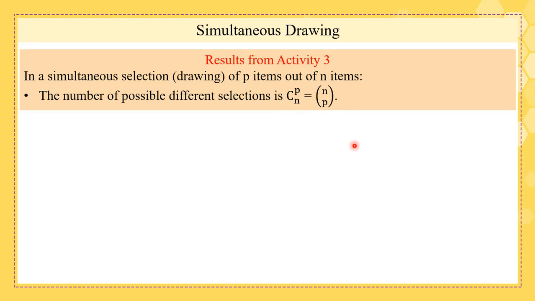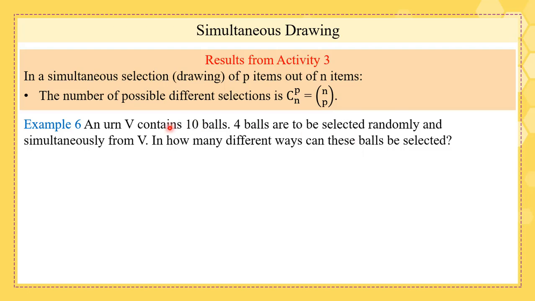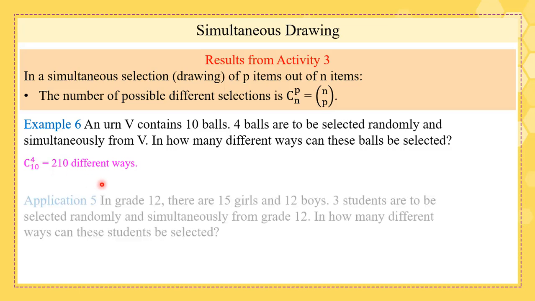Let's see some examples to clarify the idea. An urn V contains 10 balls. We need to select 4 balls simultaneously from V. What is the number of different ways? So we're going to have a combination. Out of 10 balls, we need to choose 4 balls simultaneously, which is 210 different ways.